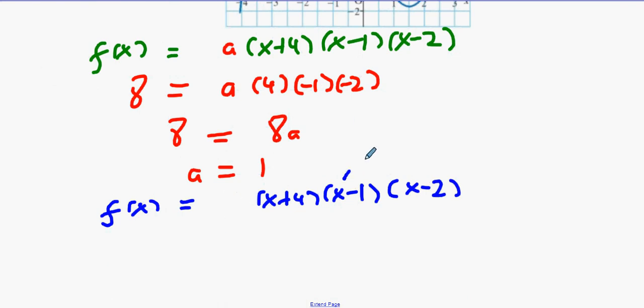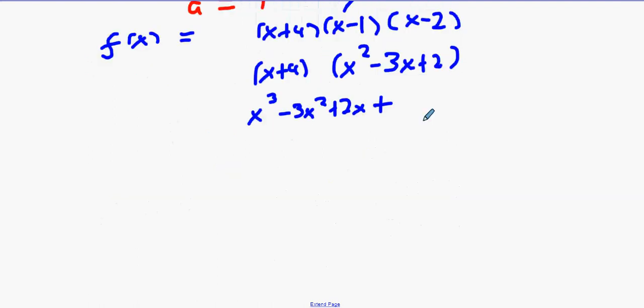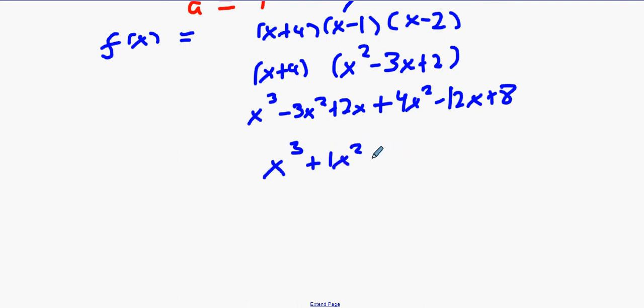So I'll multiply these two first. I'll get x squared minus 3x plus 2. And then I'll multiply by the x plus 4. And I'll get x cubed minus 3x squared plus 2x plus 4x squared minus 12x plus 8. I will then arrange this in order of size, and I will get this. Who got that? Right.